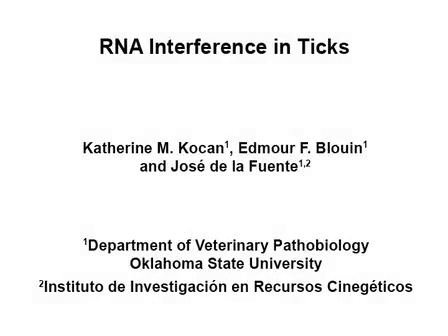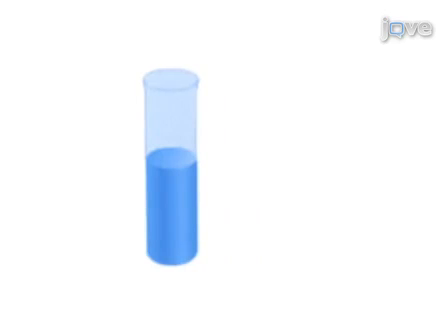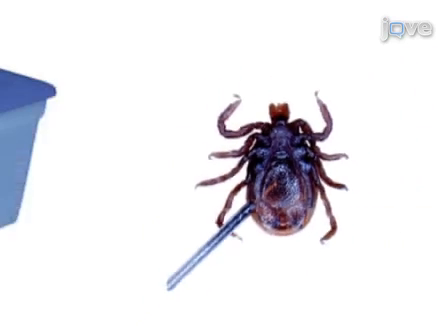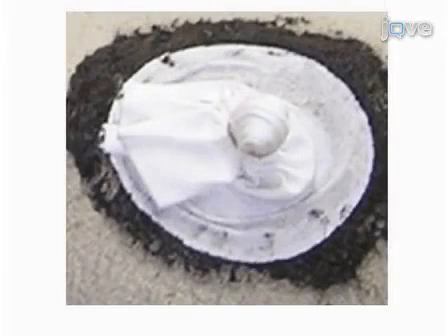The overall goal of this procedure is to demonstrate the technique of RNA interference in ticks by injection. This is accomplished by first synthesizing double-stranded RNA of the gene or genes of interest. The RNA is then injected into ticks, after which they are held in a humidity chamber for 24 hours. After this holding period, the ticks are allowed to feed on an animal, such as a sheep.